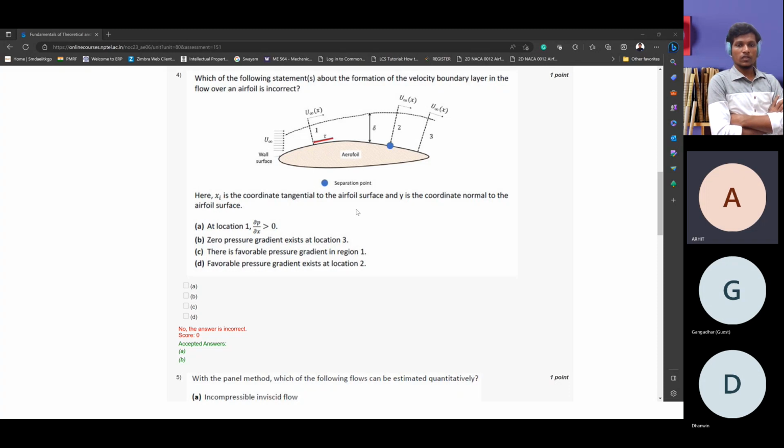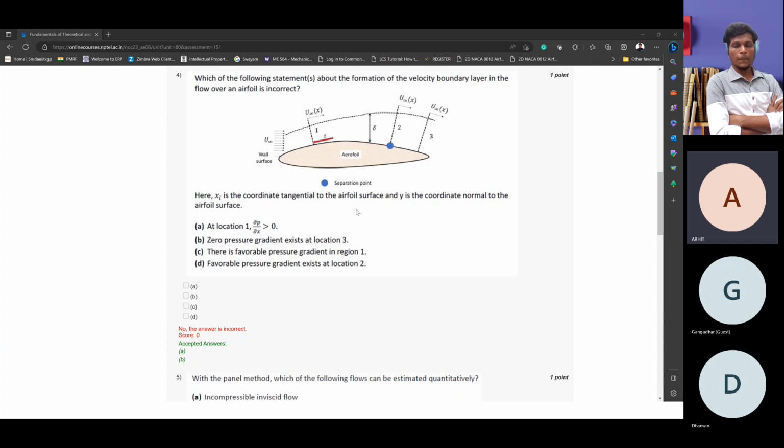And D, favorable pressure gradient exists at location 2. Your pressure gradient is going to be 0 at that particular location. So why are you feeling like it's not a correct answer here? Pressure gradient exists at location 2, right? It's not discontinuous. CP is not discontinuous. Yeah, C and D are looking correct to me. Why are you thinking that D is incorrect?